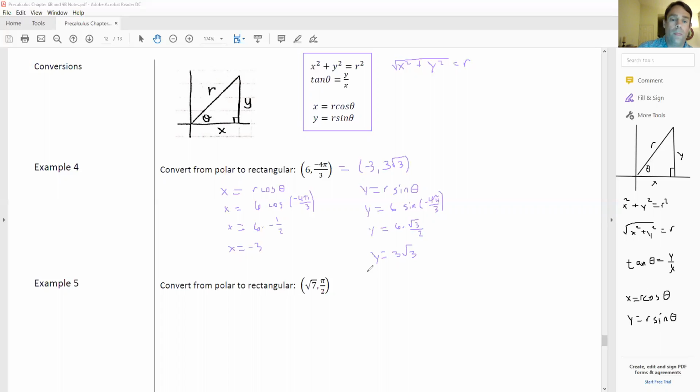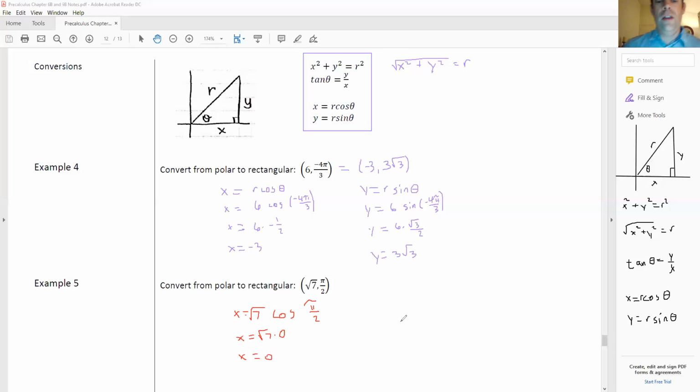All right, so I have my r value, I have my theta. So that means then that x is r cosine of theta. Cosine of pi over 2 would be the same thing as 0. So x equals root 7 times 0, which is 0.